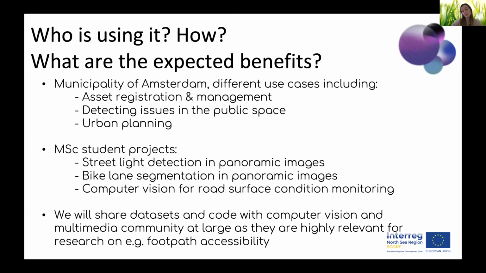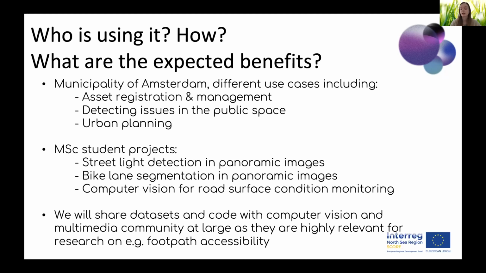Another use case is detecting issues in the public space, and it can also be interesting in the context of urban planning. We've already had a couple of students working with this data, so I myself have supervised two master students. One project was on streetlight detection in these images, and the other one was really segmenting where bike lanes were present in the image. And then Stefan is also supervising a project right now, using computer vision techniques to monitor the road surface condition.